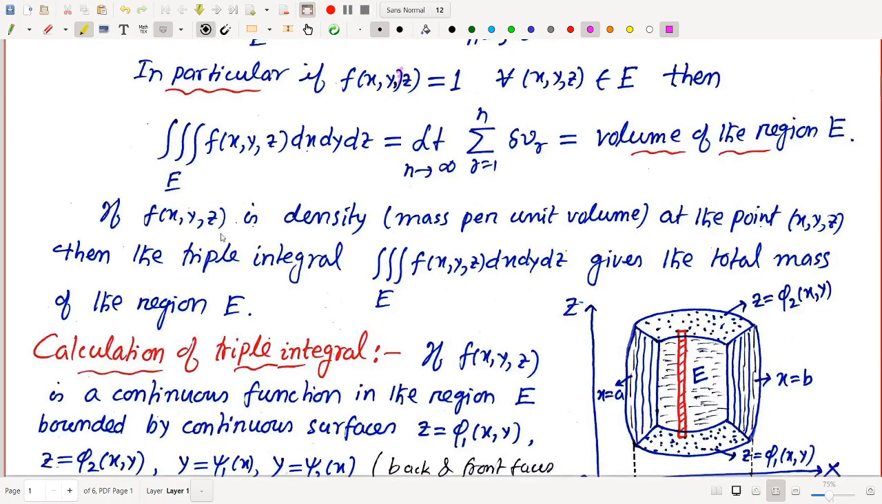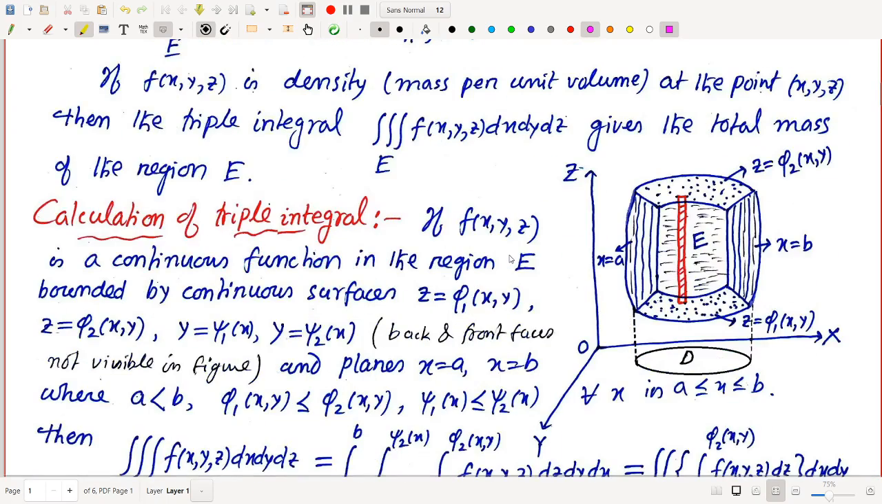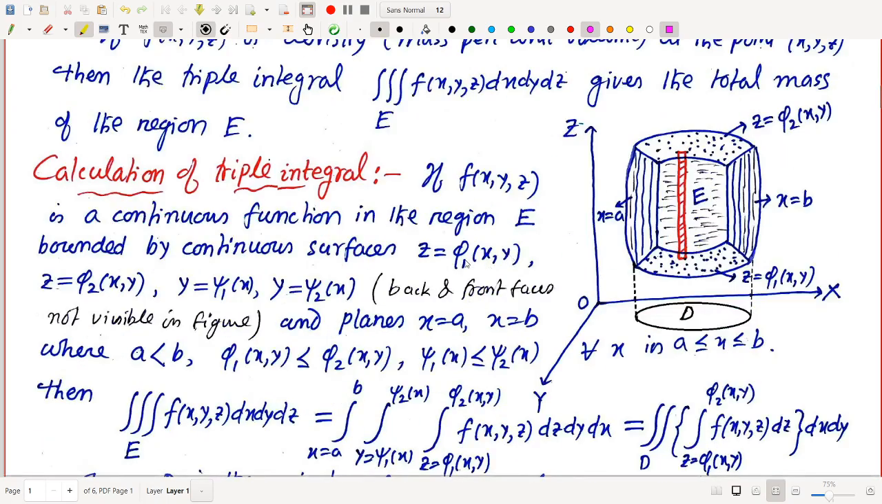Now if we consider f(x,y,z) as density, mass per unit volume at the point (x,y,z), then this triple integral of f(x,y,z) dx dy dz over the region E gives the total mass of the region E. So this may be taken as the physical interpretation of the triple integral. Now, how to calculate a triple integral in a special case.